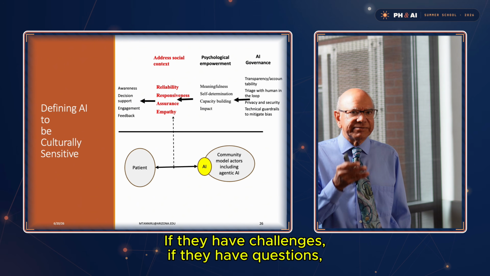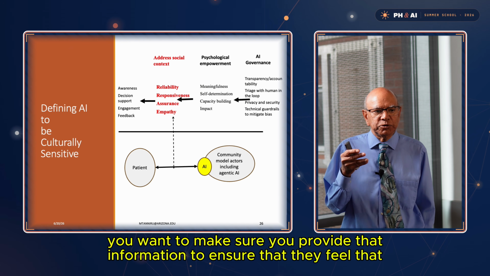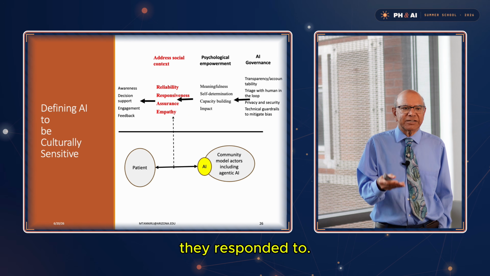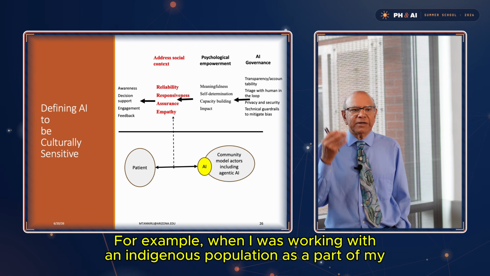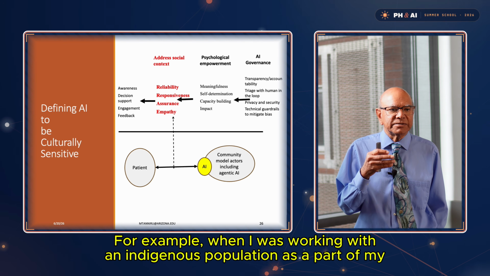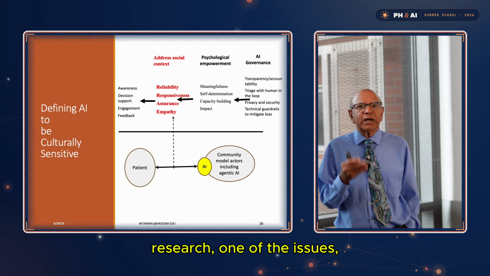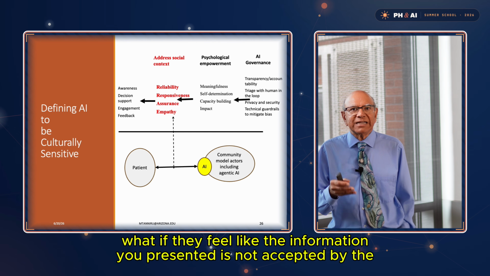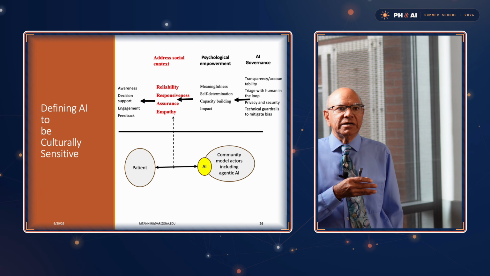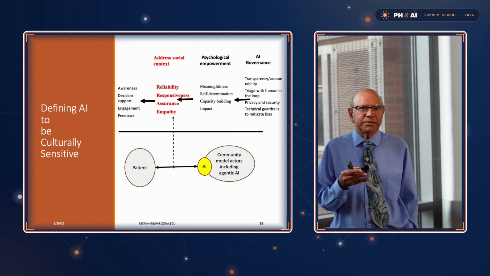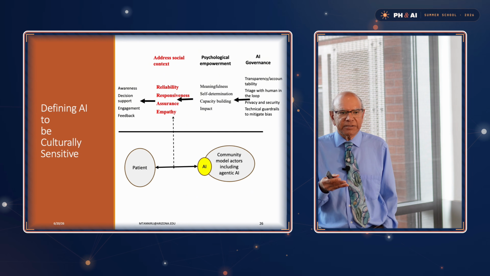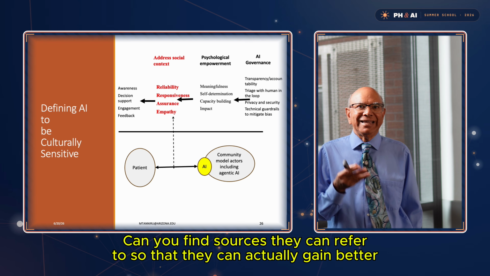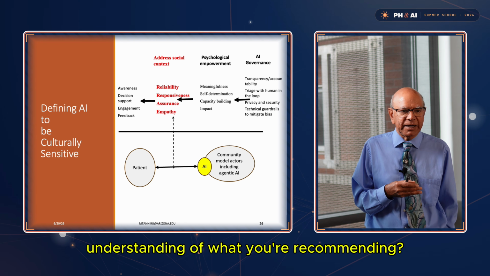If they have challenges, if they have questions, you want to make sure you provide that information to ensure that they feel that they're responded to. For example, when I was working with an indigenous population as a part of my research, what if they feel like the information you presented is not accepted by the community? Can you respond to that issue? Can you come up with alternatives? Can you find sources they can refer to so that they can actually gain better understanding of what you're recommending?